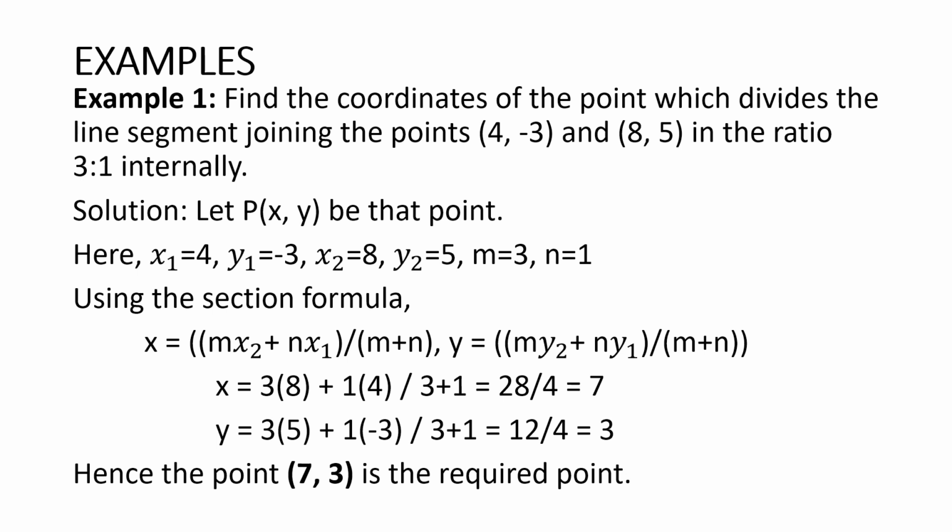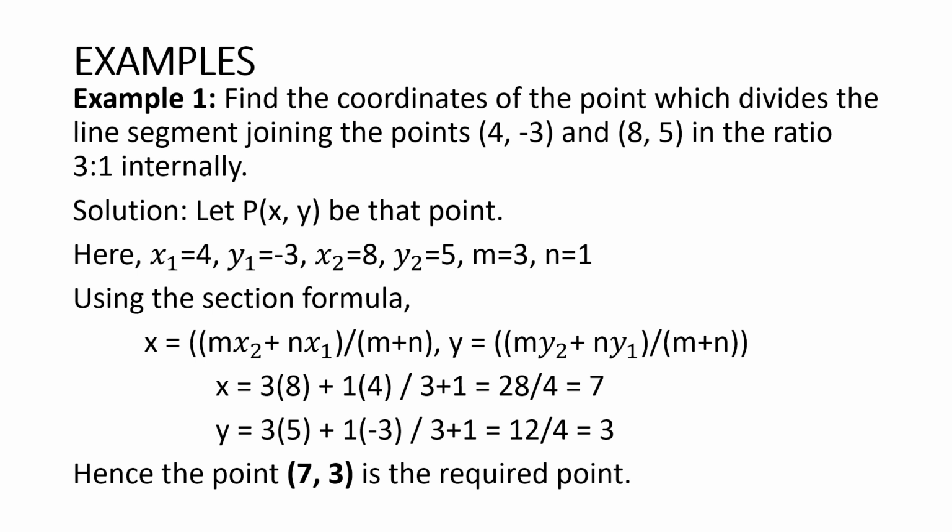Now we will take some examples which will give you a clear picture of how to use the section formula. Find the coordinates of the point which divides the line segment joining the points (4, -3) and (8, 5) in the ratio of 3:1 internally. Now this is the simple application of the section formula. Internally means the point which we have to find out lies between these 2 points which are given.